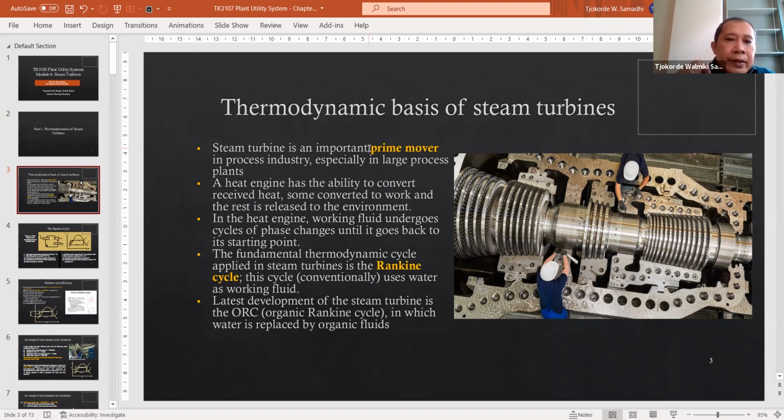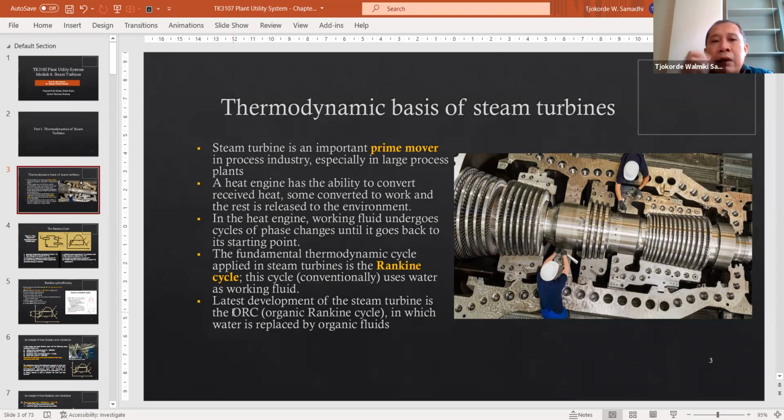Okay, so the fundamental cycle is, of course, the Rankine cycle. This cycle conventionally uses water as the working fluid, H2O. The latest development in steam turbines is what's called ORC technology, organic Rankine cycle. So instead of water, you have organic fluids as the working fluid. The organic fluid is vaporized and pressurized, and it is used to drive a turbine, but instead of using water vapor, it uses organic liquid vapor.